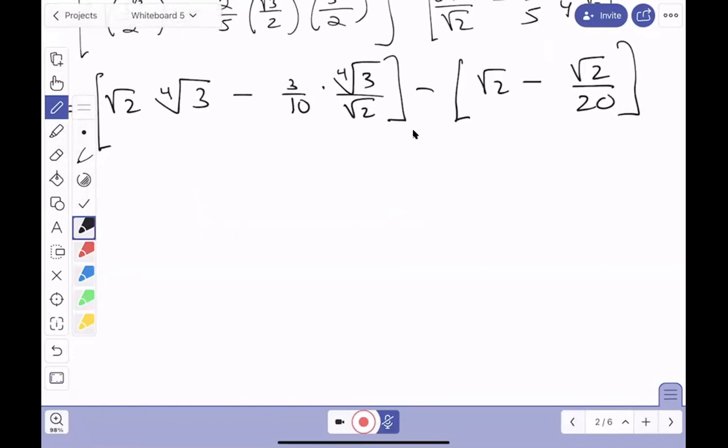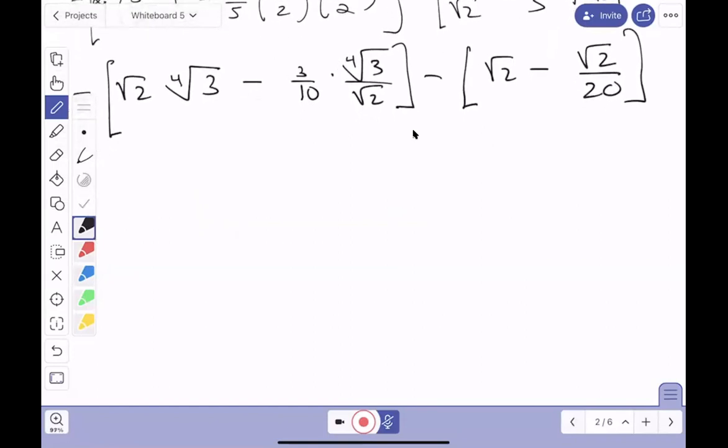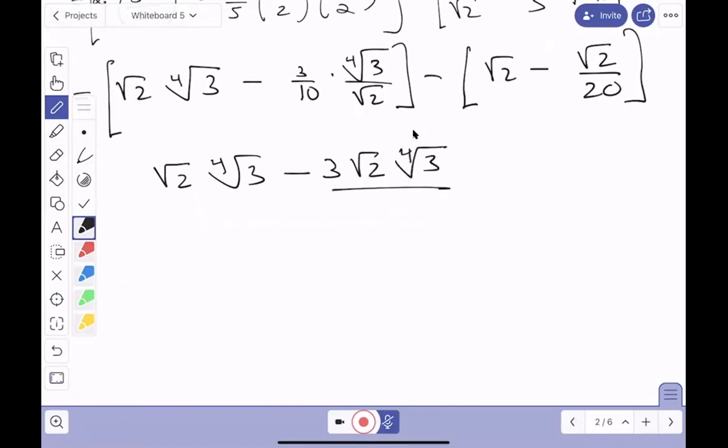I got to keep going. I hate to say it to you. I have to keep going. So let's write this down as √2, 4th root of 3, minus 3 √2 over the 4th root of 3 over 20. Let's see, plus √2 over 20 minus √2.